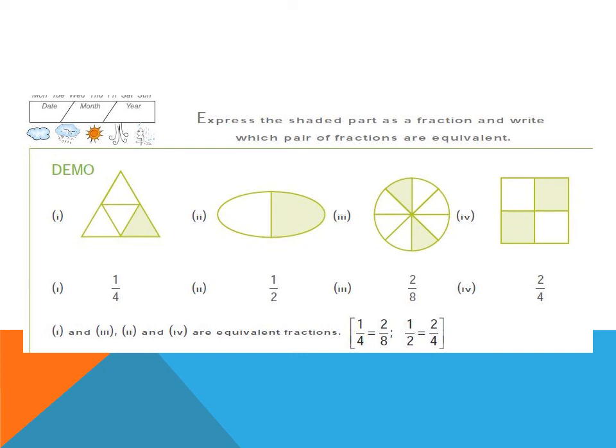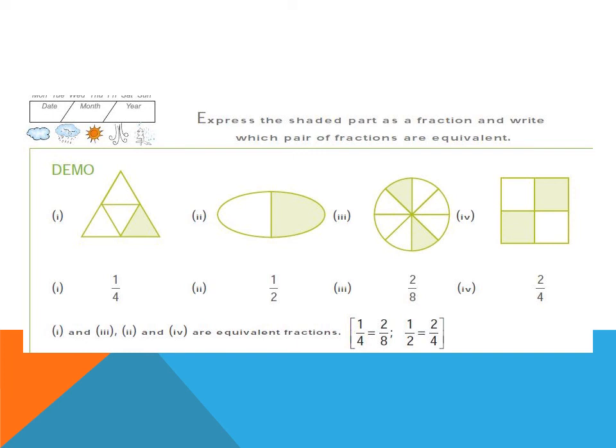Thus, 1 and 3 are equivalent fractions. Why? Because 1 is 1 by 4 and number 3 is 2 by 8. If we simplify 2 by 8 into its lowest term, we will get 1 by 4. So 1 and 3 are equivalent fractions.